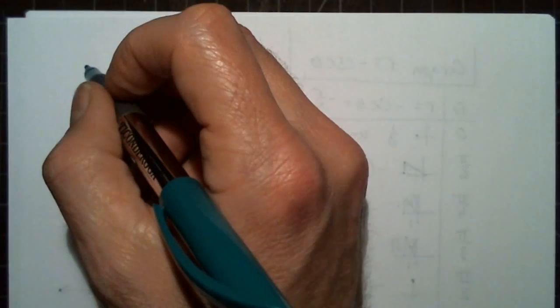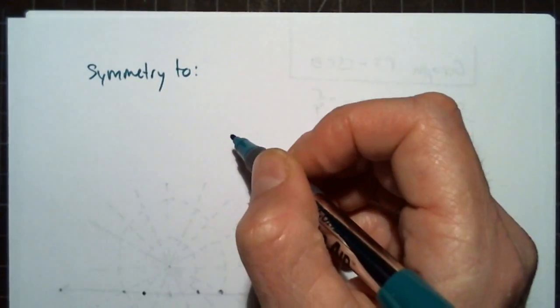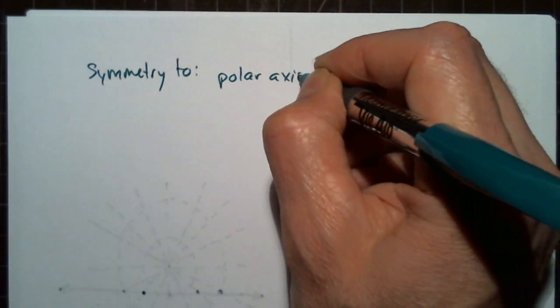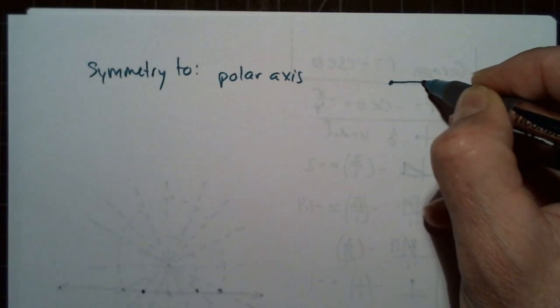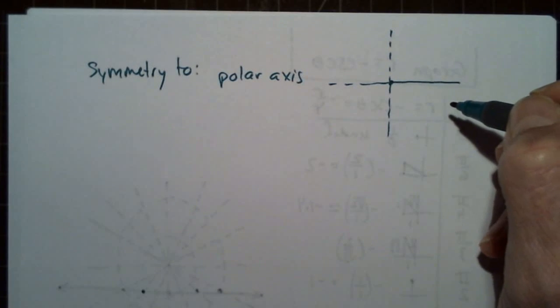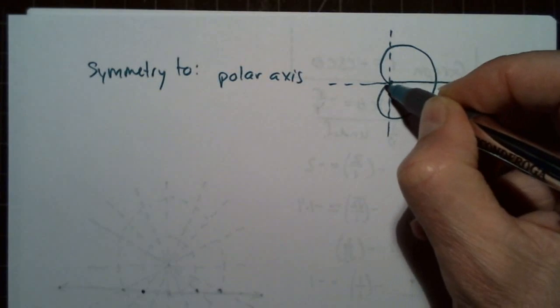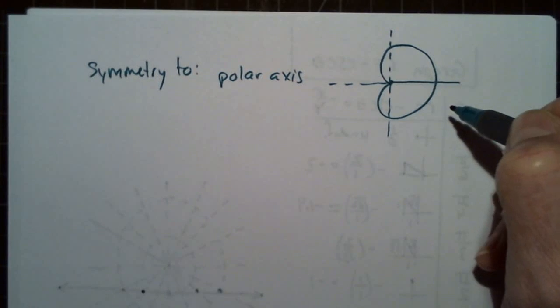Alright, so that's the long way of graphing using a table. We can also graph using symmetry. We can talk about symmetry to the polar axis. This is the pole, this is the polar axis. If we had something symmetric to the polar axis, it might look like this. It's the same on both sides of the polar axis.